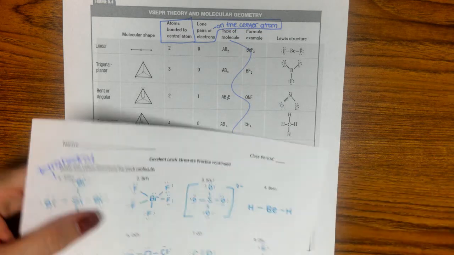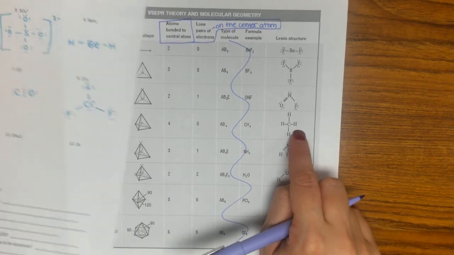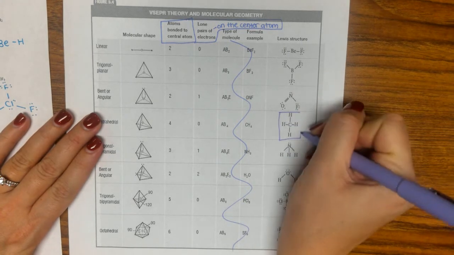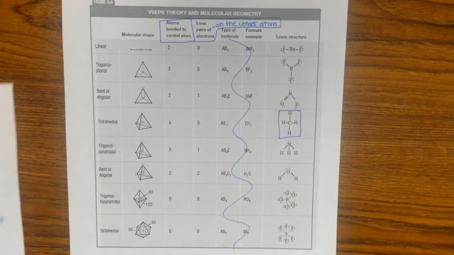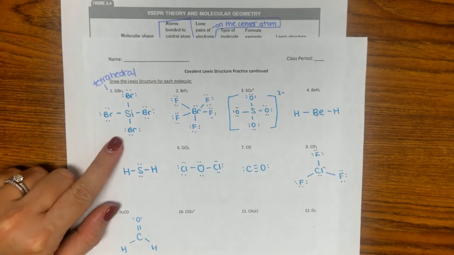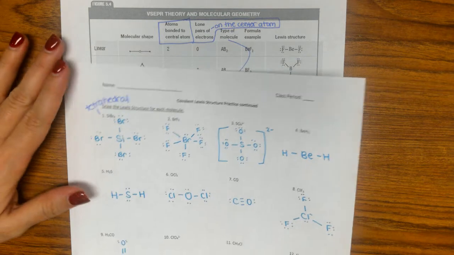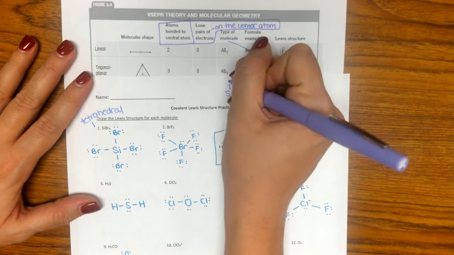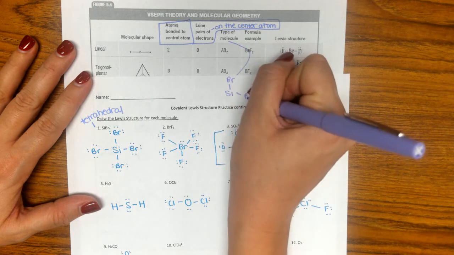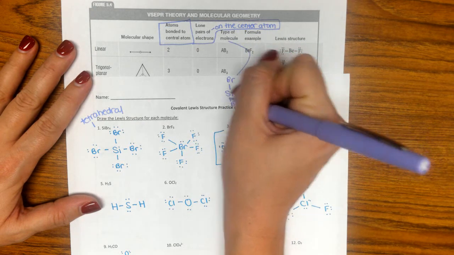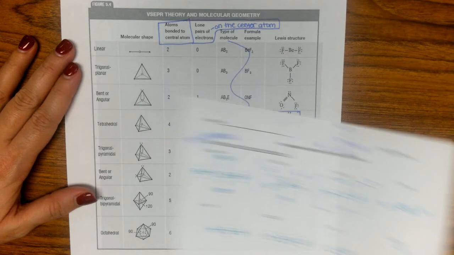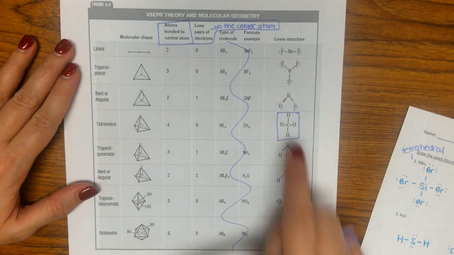And then mine is actually drawn correct. When you have something that's a tetrahedral, you have to draw it in this shape, which mine is already drawn like that, so that would be correct. But let's say you had drawn SiBr4 like, I don't know, this. You would need to go ahead and redraw it, because that's not correct. I want it drawn like this.